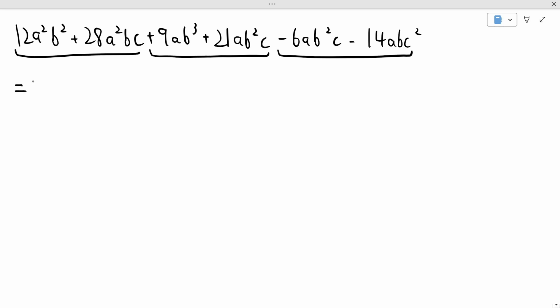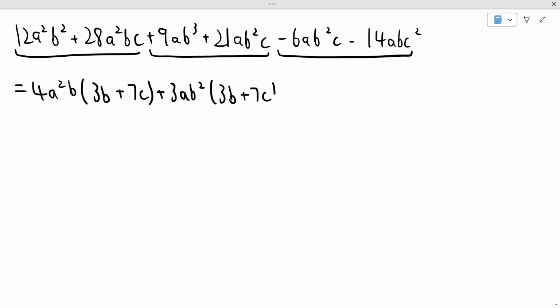We can factor out a 4a squared b from both terms in the first group. 12a squared b squared divided by 4a squared b is 3b, and 28a squared bc divided by 4a squared b is plus 7c. So moving on to our second group, we can factor out a 3ab squared from both terms. 9ab cubed divided by 3ab squared is 3b, and 21ab squared c divided by 3ab squared is plus 7c.